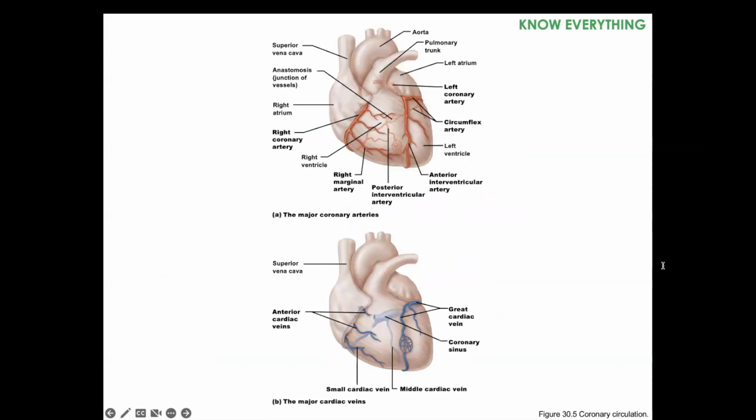And here we have the coronary arteries and the cardiac veins. The coronary arteries are going to bring oxygen and nutrient-rich blood to the cardiac muscle tissue. The cardiac veins will remove deoxygenated blood and metabolic waste away from the cardiac tissue.